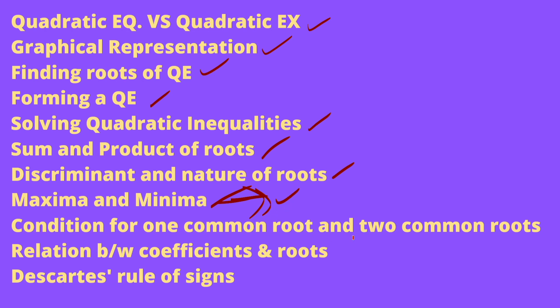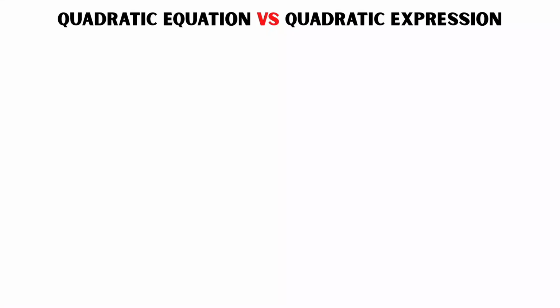And then we'll move on to the condition for one common root and two common roots, then the relation between coefficients and roots, and then the Descartes rule of signs. Besides learning these concepts, we will also solve different questions. We will pick up each and every question. We will cover maximum models, and in our advanced sessions we will solve many more questions of higher difficulty level, right? So what is the difference between quadratic equation and quadratic expression?